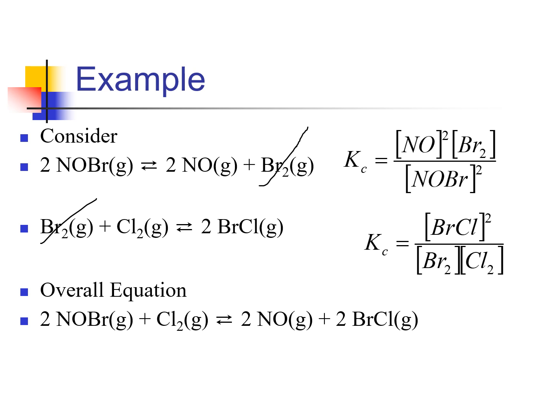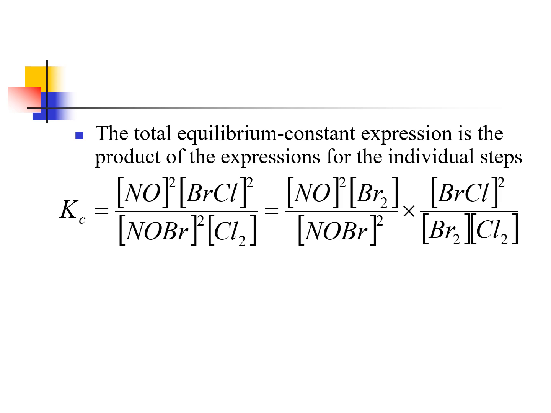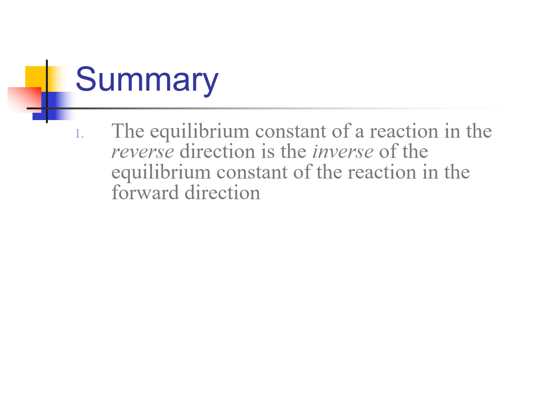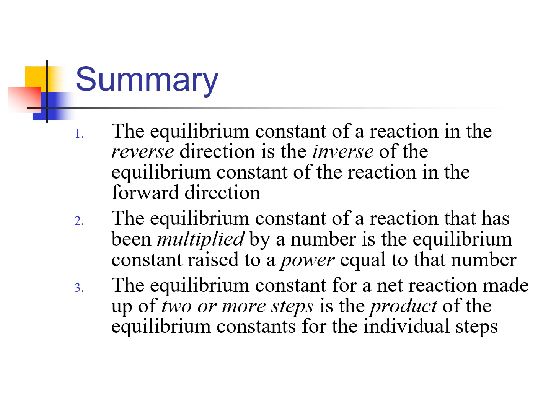So when I add the 2 equations together, it's the same as multiplying the equilibrium constant expressions. So if I added 2 equations, I just multiply their constants. So again, a summary, if I reverse an equation, I take the reciprocal of the constant. If I multiply the equation, that becomes the power that I raise the constant to. If I add equations together, I multiply their constants.